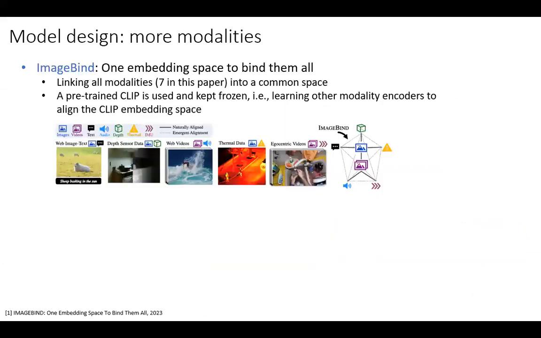We also have ImageBind. This is a very recent work, right? The idea is quite simple. For other modalities, it may not be easy for you to scale up, but for image text, it's really easy for you to scale up. Then how about you use the fixed pre-trained CLIP model, right? So basically, the idea is you are going to link all the other modalities to the CLIP embedding space.